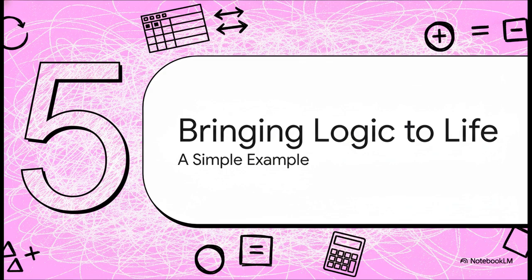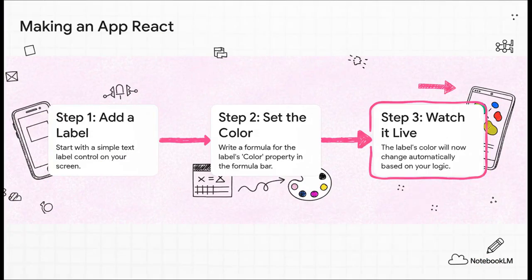All right, we have our verbs and we have our nouns. Now it's time to put them together and form a complete sentence. Let's bring some logic to life and see how an app actually becomes interactive. And it's incredibly straightforward. We're going to imagine a really simple scenario. We have a text label, and we just want its color to change based on where we move a slider. It's a simple little effect, but believe me, it is the foundation of all interactivity in PowerFX.